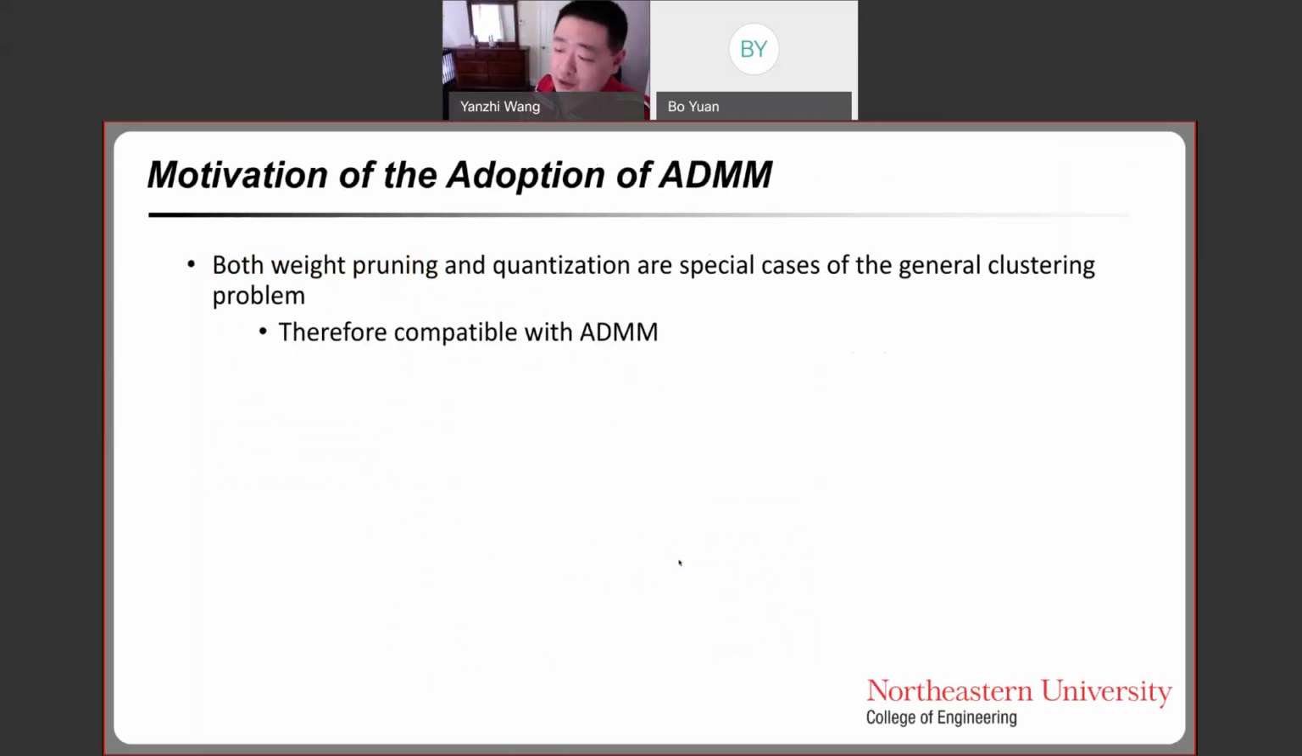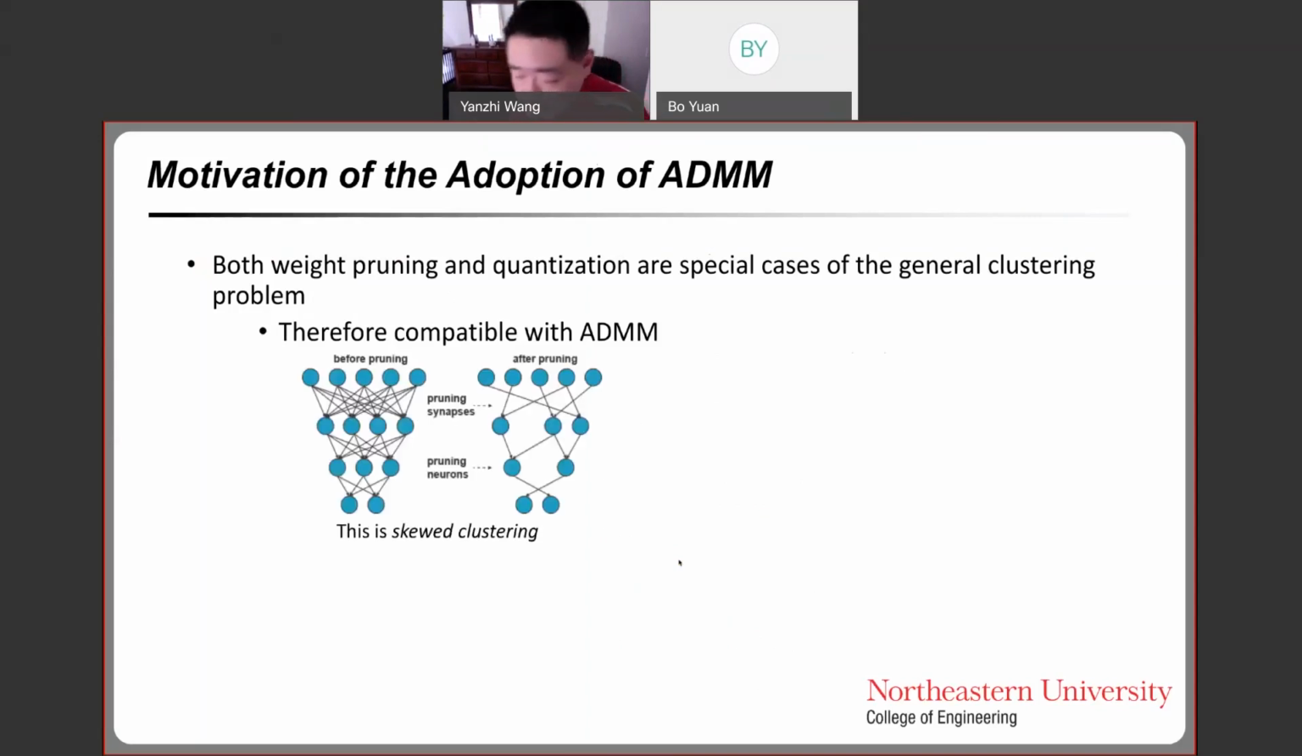So our motivation to use a mathematical solution framework, ADMM, is as follows. We found that weight pruning and quantization look very different, but actually they can be unified into a uniform framework, which is the general clustering problem, and it is compatible with ADMM. With pruning, we cluster a number of weights to 0, and the rest of the weights can take whatever values. So this is essentially clustering.